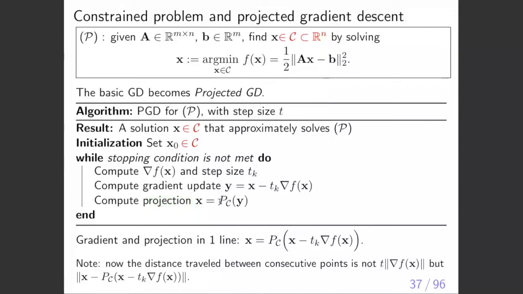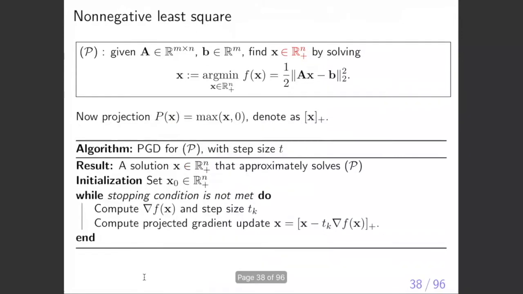So this is projection. And these 3 lines can be written in 1 line. So let's look at a simple set C that is just the positive cone. That is, everything has to be positive. Then the projection is very simple. It's just max with 0. Now I denote this thing as this symbol. For the problem P, now I have this constraint. The whole algorithm stays the same, except that I have a projection after I do the gradient step.